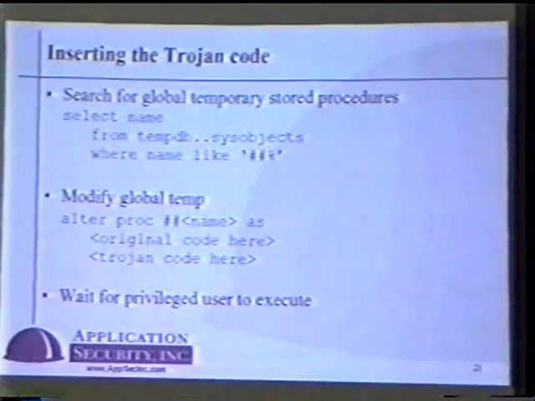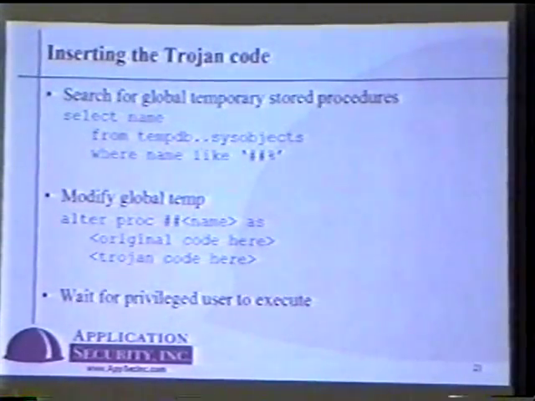Okay, how could the Trojan code be inserted? First, you have to search the sysobjects system table in the tempdb database. You have to look for the names of objects that start with a double pound sign, because global temporary procedures always start with a double number sign.